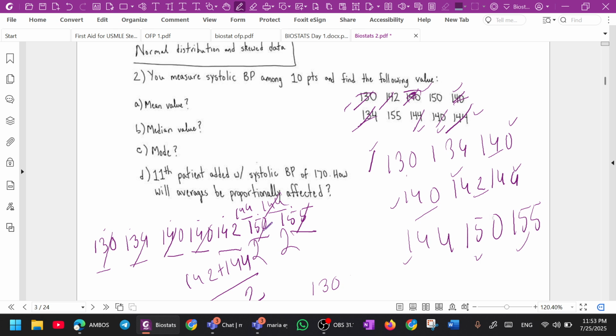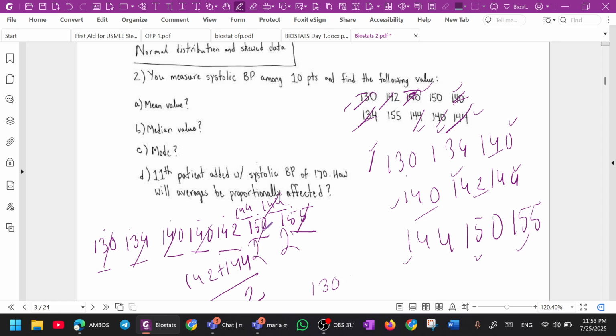Do you understand what they're asking you? No, they're basically saying average. When you were reading the mean, you said that the mean is the average. So I'm thinking they're asking if you add another systolic blood pressure of 170, how would that affect the mean? I'm thinking that it's all the numbers plus 170 divided by 11. That's how we will calculate the mean.